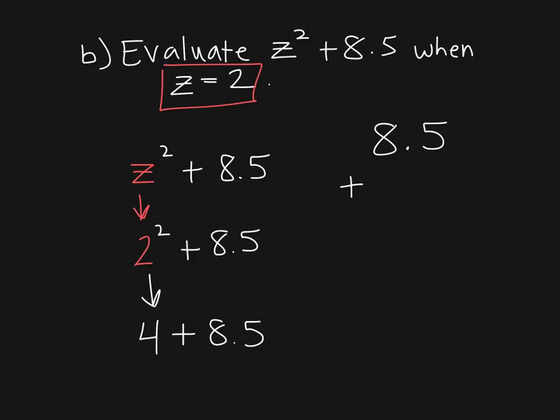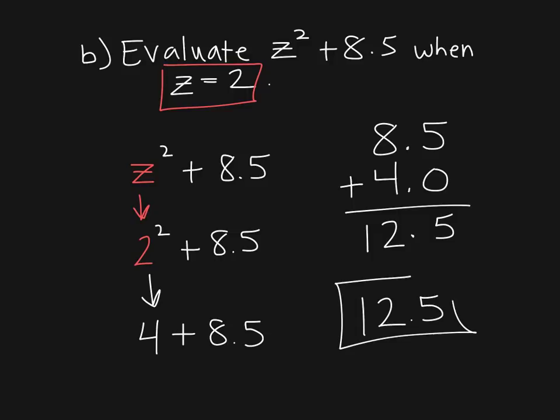Now remember, this is a whole number. So because it's a whole number, it would be like this. I've got to line up my decimal places. 5 plus 0 is 5. Bring down my decimal. 8 plus 4 is 12. So I should get an answer of 12 5/10.